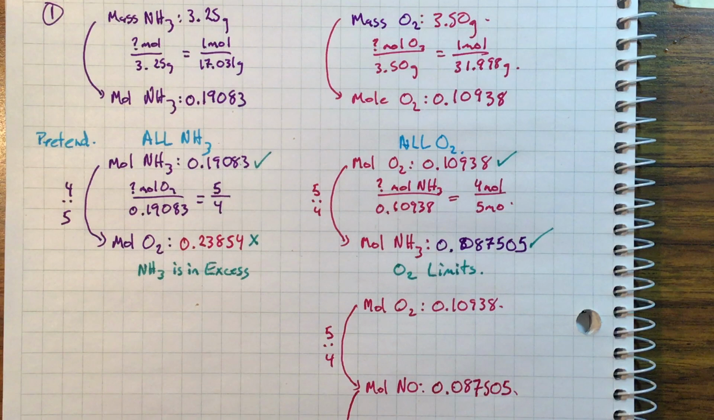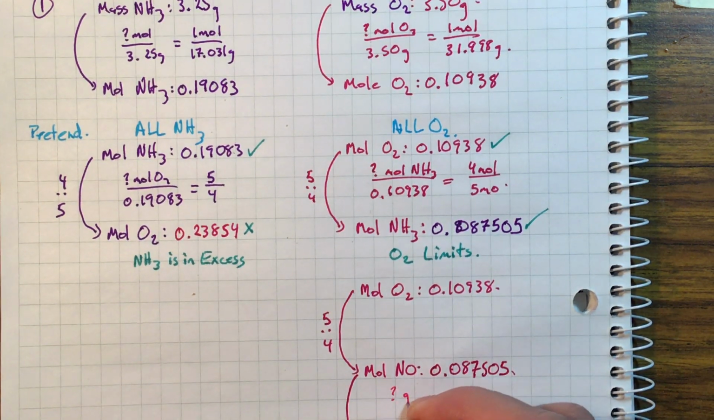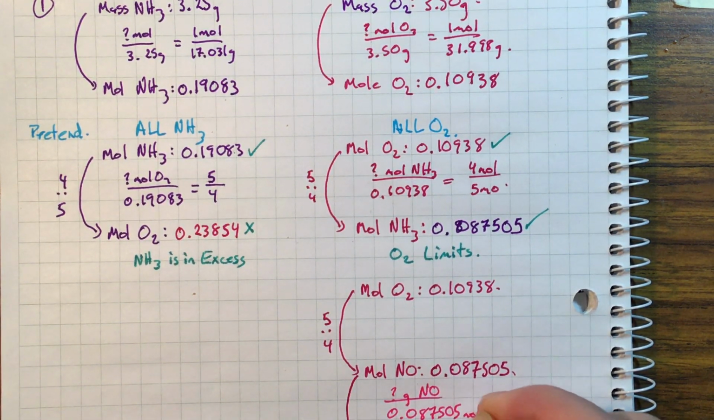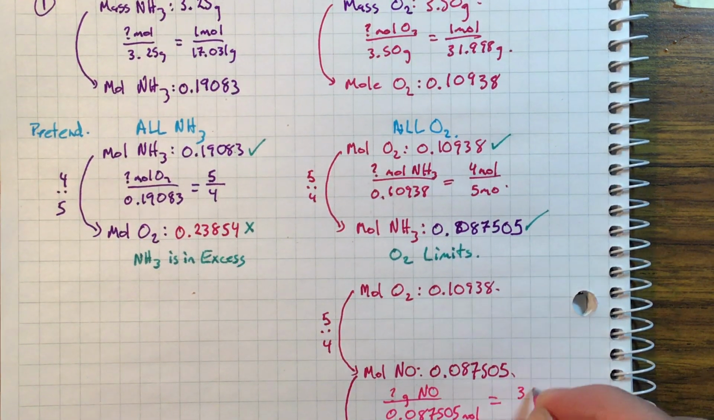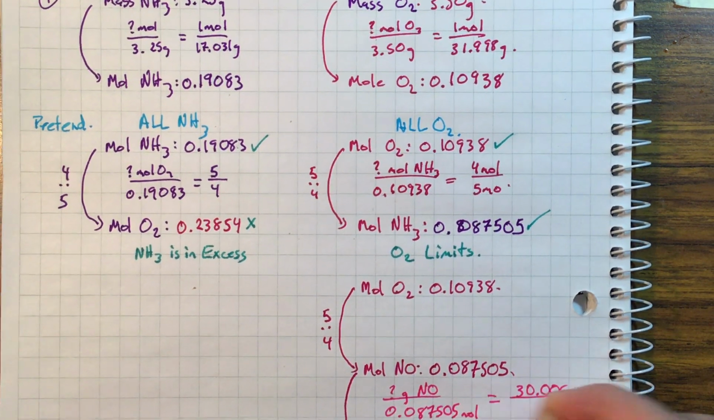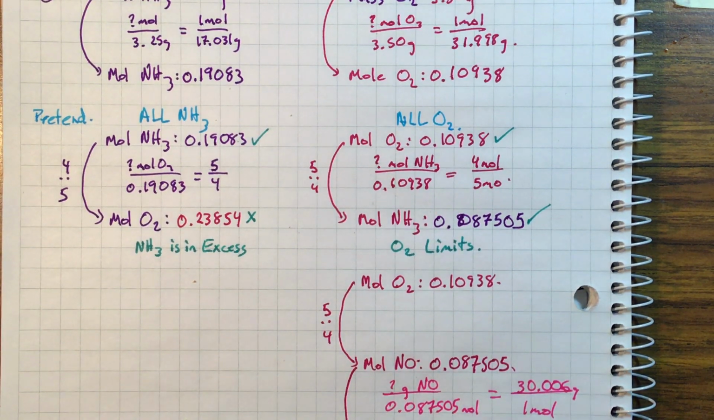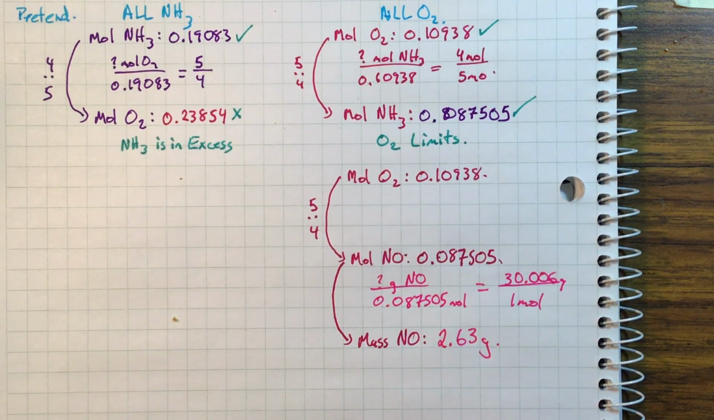Now we can figure out how many grams of NO will there be in 0.087505 moles if there is 30.006 grams in 1 mole. So we take that 0.0875 times 30.006 to get a total of 2.63 grams. Oh, and I forgot to write that down. All right.